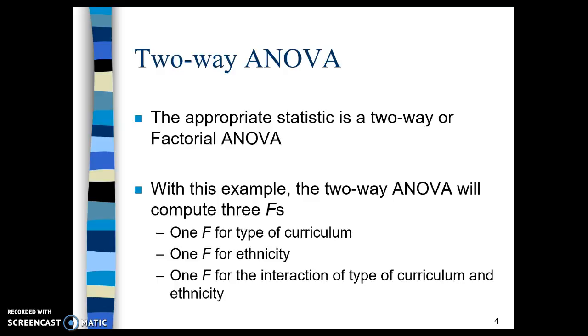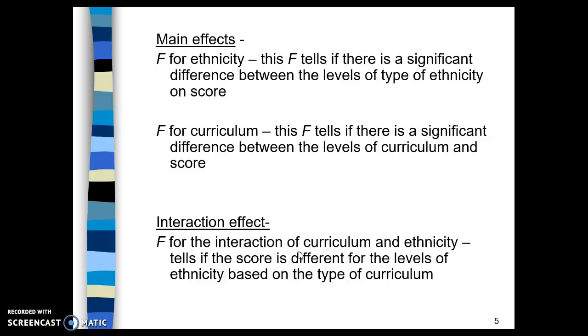So in this example, we're computing three F-tests. You kind of pick the one that works the best, and I'll tell you how to do that in a minute. For our three F-tests, we're doing a one-way ANOVA on just curriculum, a one-way ANOVA on just ethnicity, and then we're also going to do the factorial ANOVA that looks at the interaction of curriculum and ethnicity. So we're going to get three main effects: a main effect for ethnicity, a main effect for curriculum, and then a main effect for the interaction of curriculum and ethnicity.